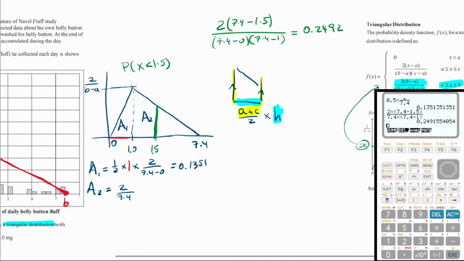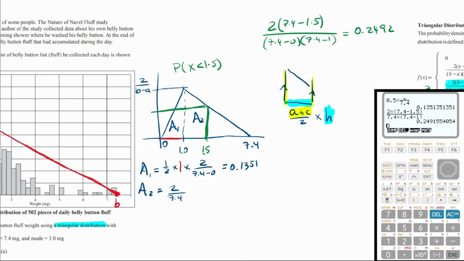Let's have a look. This is the height over here. It's getting a little bit messy. 0.2492. Okay, now we have our A. We have our C in our formula for the trapezium. And now we're going to put all of those in.